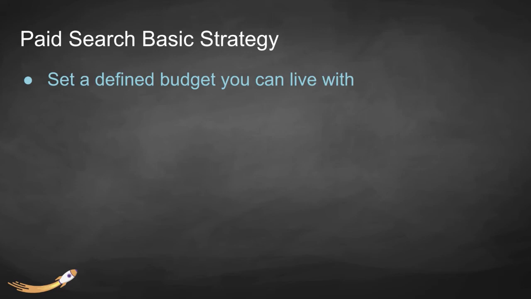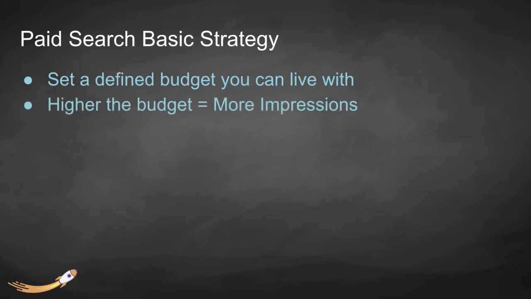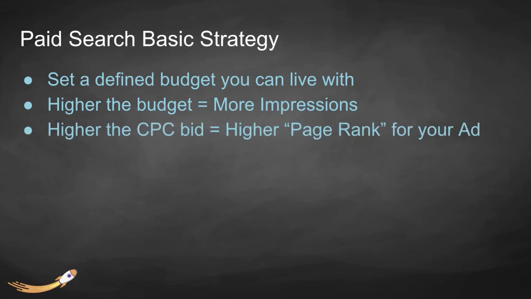That is going to be in the parameters of your marketing budget. The higher the budget means, usually in the context of paid search, more impressions. That means more people are going to be seeing your advertisement. The higher you bid on cost per click, the higher you're going to be positioned on the search result.